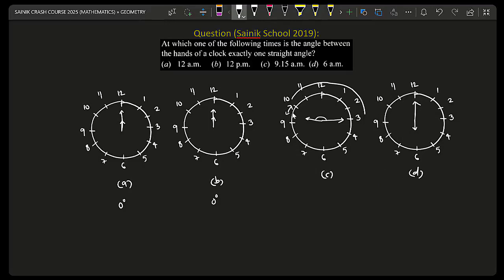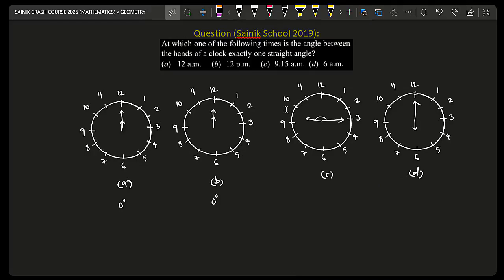So how to count that? 15 minutes is how much part of the hour? So 1/4. 15 minutes is 1/4. But we need to cover 3/4 of the angle, no? Yes, sir. So 3/4 of 30 degrees we need to add, right? Okay, anyhow, this is not the answer for this question.